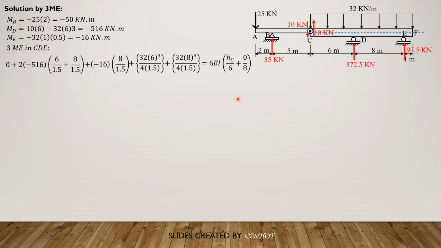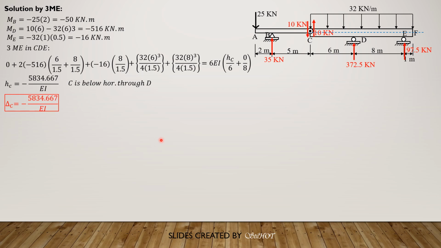And computing for HC, HC is negative 5834.667 over EI. Negative means point C is below the horizontal reference line at D. So because it is below, that is also delta C, which is negative. So delta C is negative 5834.667 over EI, which is the same answer as before.